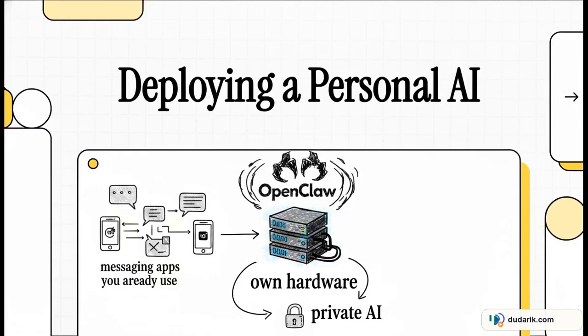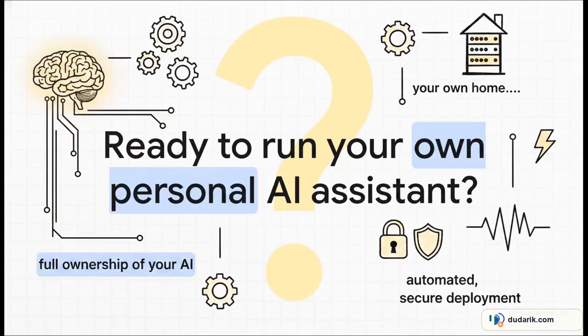Have you ever dreamed of running your own personal AI assistant? I'm talking about something like OpenClaw, a powerful AI that you actually control, running on your own server plugged right into the messaging apps you use every day. It's kind of the ultimate goal, right? A truly private AI that works for you. So let's get into it.